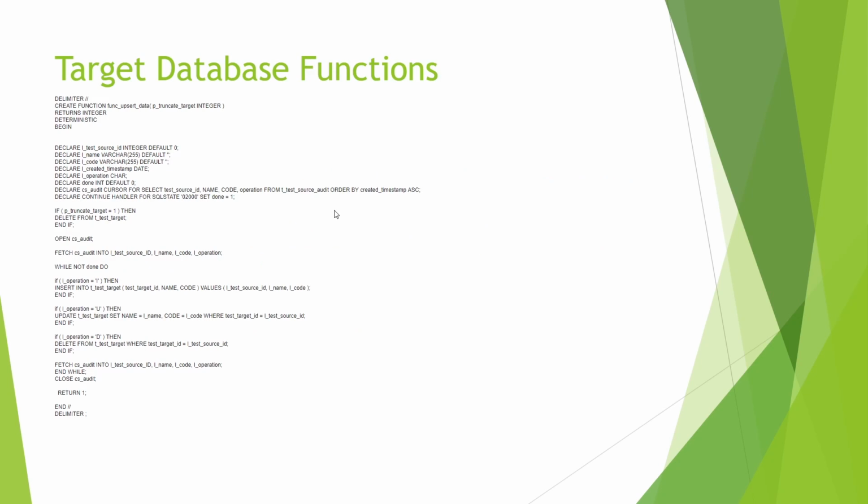Here is the upsert function on our MySQL side. So we iterate through the audit table, ordering by created timestamp, so everything's in the proper order, i.e. the delete comes after the insert. If the operation is marked as an I, we insert it. If the operation is marked as a U, we update it, and if it's marked as a D, we delete it.